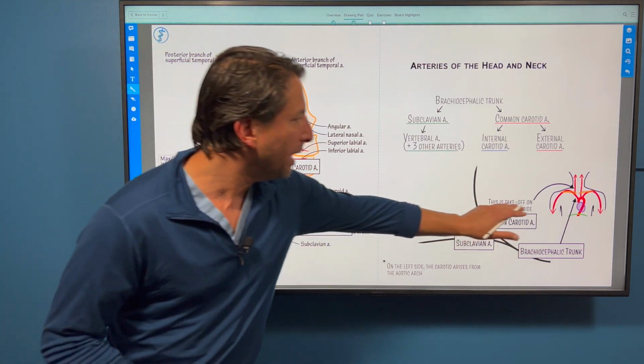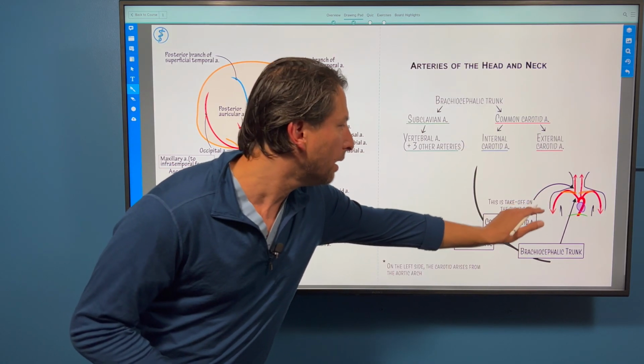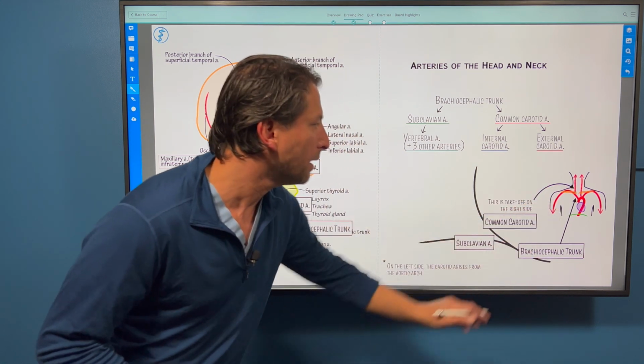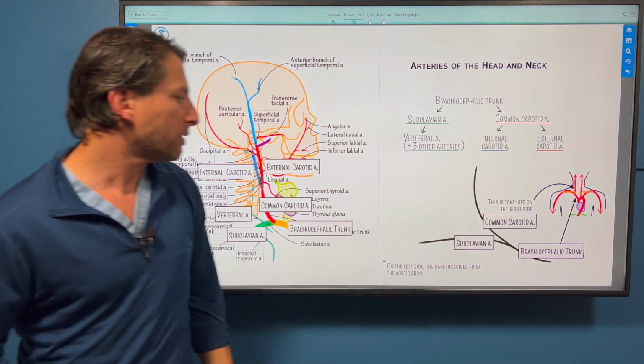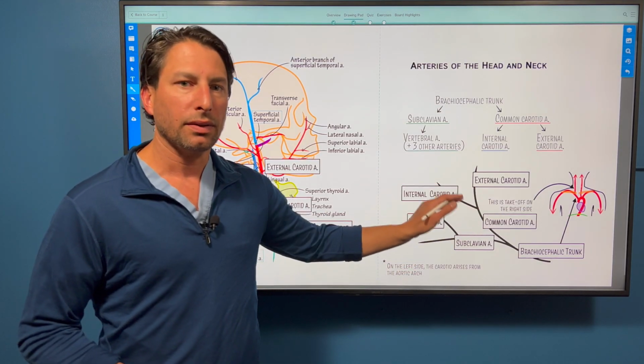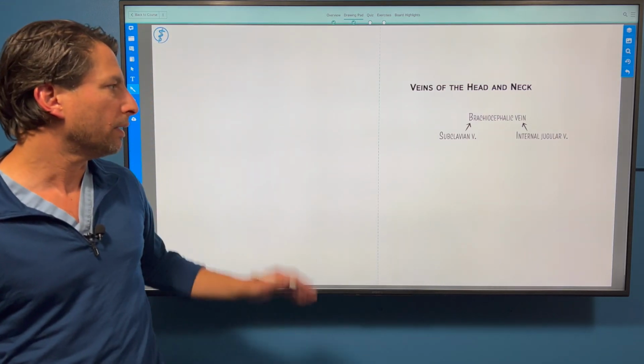Now there's a caveat, and that is that the brachiocephalic trunk is only on the right side. So the common carotid, here's its takeoff on the right side. On the left side, there's no brachiocephalic trunk. And then the common carotid divides into the internal and external carotids, and the subclavian divides into the vertebral artery and other arteries as well.